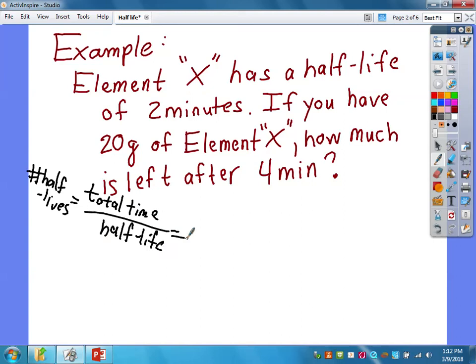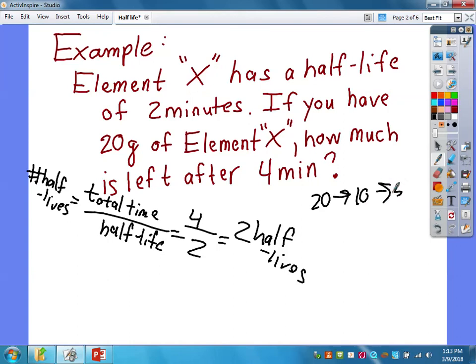So you could do it this way where you go, okay, there's 4 minutes, 2 minutes is the half-life, so I'm going to have 2 half-lives. What does that mean? I'm going to cut my 20 grams in half 2 separate times. So 20 to 10 to 5, there's my answer.